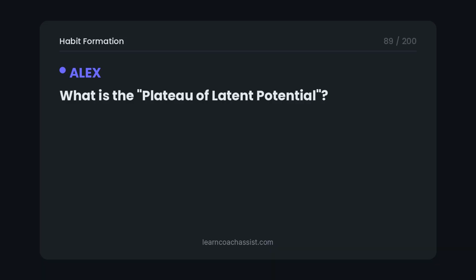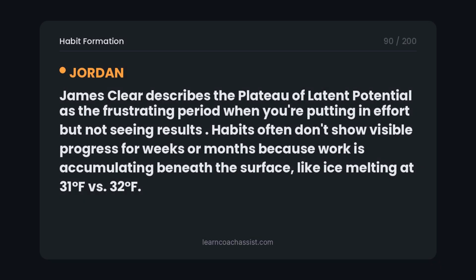What is the plateau of latent potential? James Clear describes the plateau of latent potential as the frustrating period when you're putting in effort but not seeing results. Habits often don't show visible progress for weeks or months because work is accumulating beneath the surface, like ice melting at 31 degrees Fahrenheit versus 32 degrees Fahrenheit.